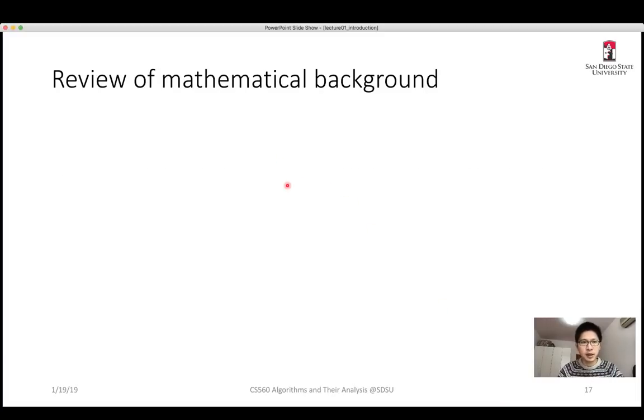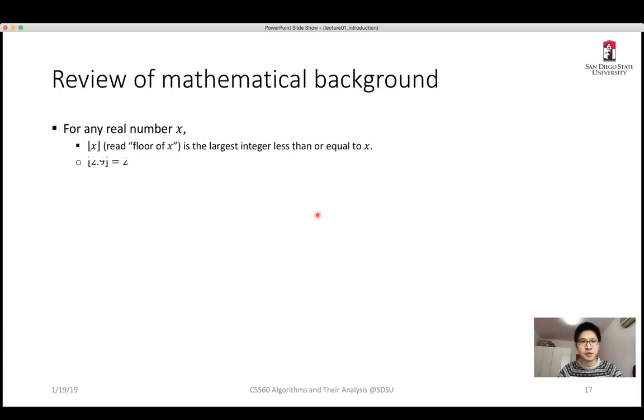Okay, now let's have a review of the mathematical knowledge that is necessary in this course. First, let's look at the notation of floor and ceiling. For any real number x, the floor of x is the largest integer less than or equal to x. For example, the floor of 2.9 is 2. And the ceiling of x is the smallest integer greater than or equal to x. For example, the ceiling of 6.1 is 7.